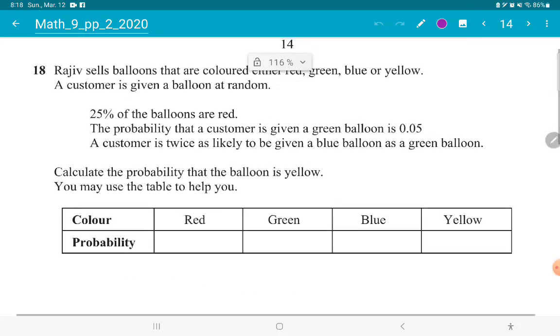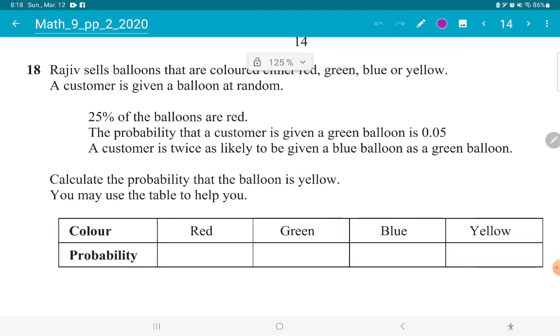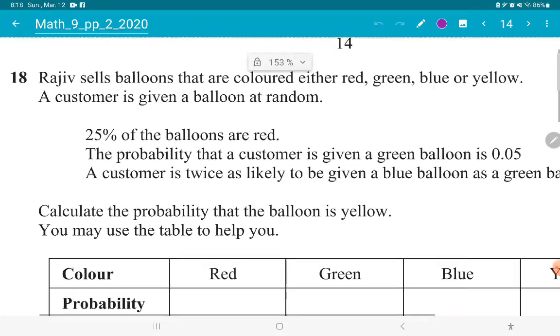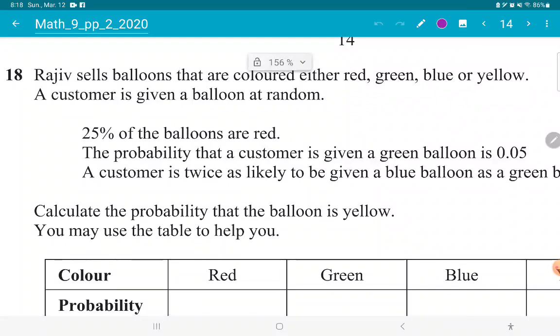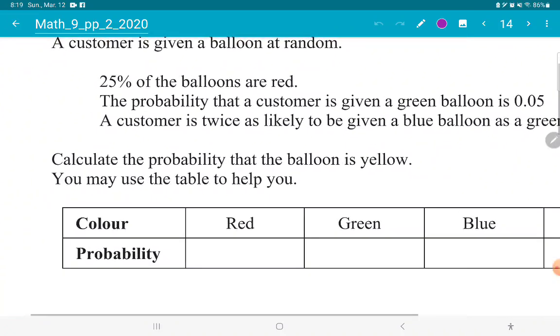Number 18. Rajiv sells balloons that are colored red, green, blue, yellow. A customer is given a balloon. 25% of them are red. Where's the red? That's the red. That's 25%.